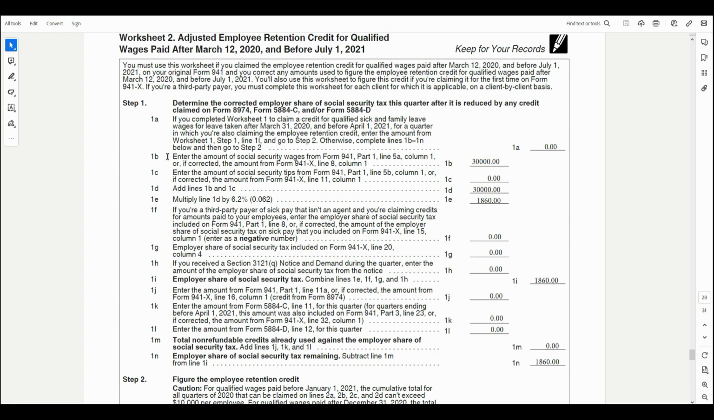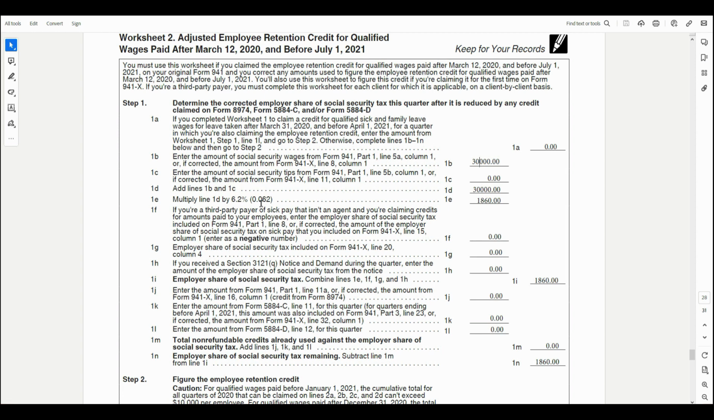And we have here on 1B, we enter the amount of Social Security wages from Form 941. Again, those Social Security wages amounted to 30,000. Looked like I had an extra 0, but I don't. 1C, enter the amount of Social Security tips. Again, we kept that at 0. We add the 2 lines, we get 30,000, and then we multiply by 6.2%.